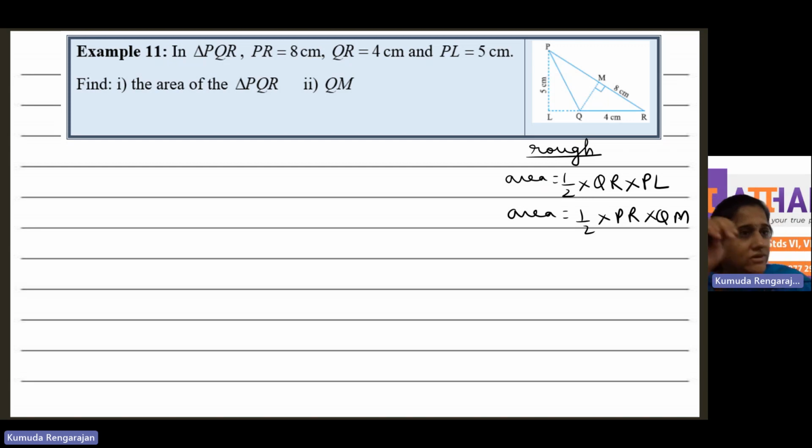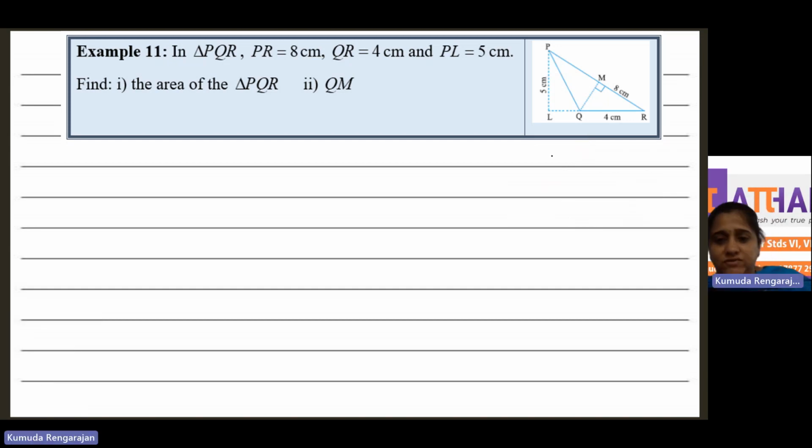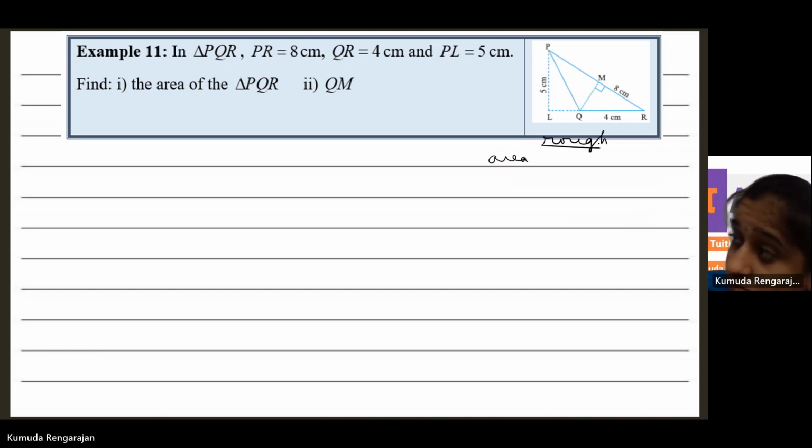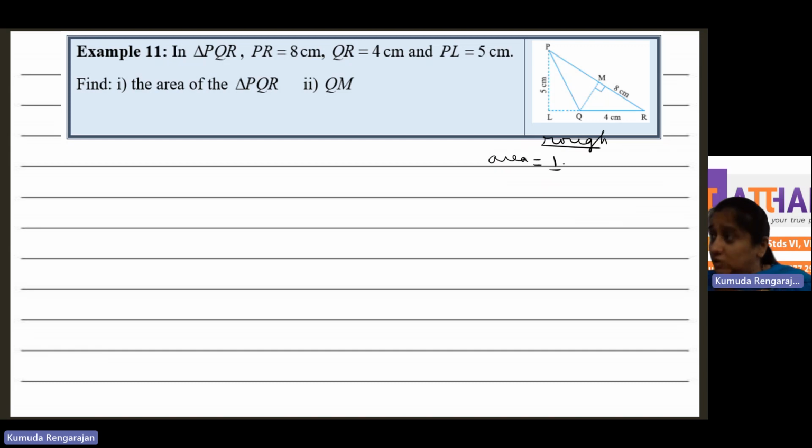Only two altitudes are given here, so you can write only two formulae like this. With the information here, area of the triangle is equal to half into base. If you take the base as QR, then the altitude is PL: half into QR into PL. Or if you take the base as PR, then the altitude is QM. Now, how much is QR? 4. How much is PL? 3. So here we have base and height, so we'll use this one.